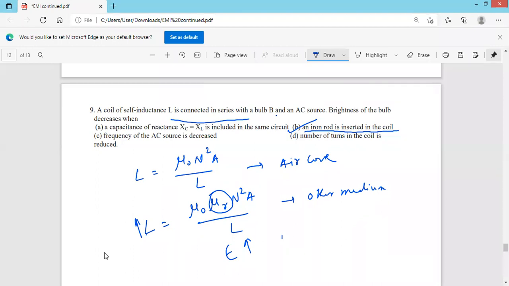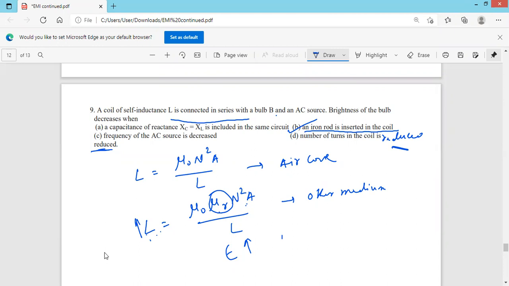Number of turns in the coil is reduced, they have said. N decreases. So N reduces, L reduces. Next, frequency of the AC source is decreased. Here L does not depend on frequency, and the capacitive reactance XC and XL are the same. L also does not depend on XC and XL value. Therefore, L purely depends on mu r and N. Here N is reduced, L decreases. As a result, induced EMF decreases, induced current also decreases. Hence, the brightness will also increase.